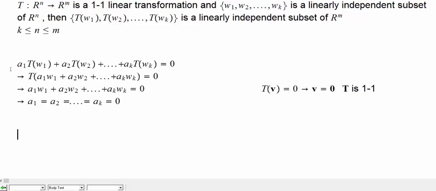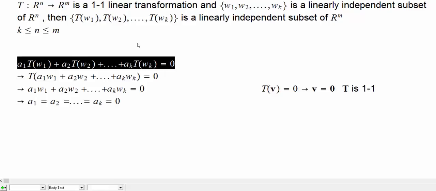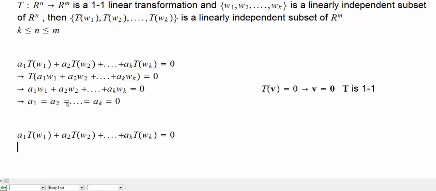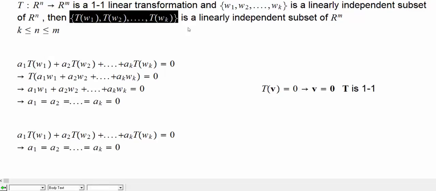So what we just saw, if you look at the conclusion, is that taking this assumption gave us that all the real number coefficients involved will have to be 0. So therefore what we have is that this is a linearly independent subset of Rm.